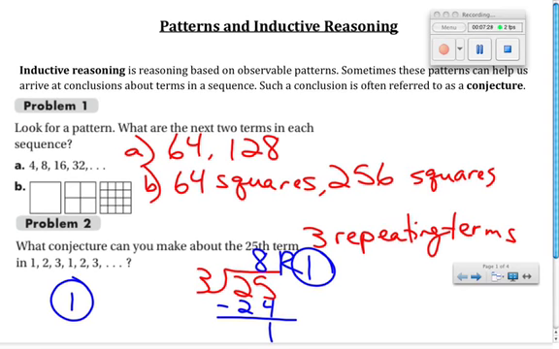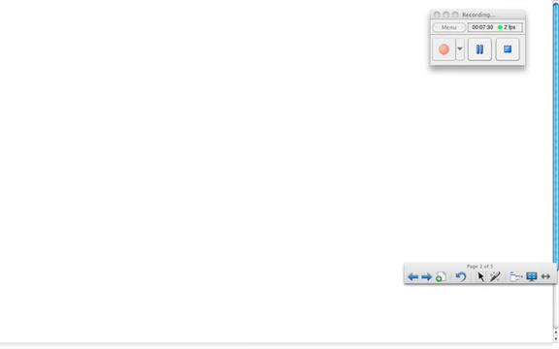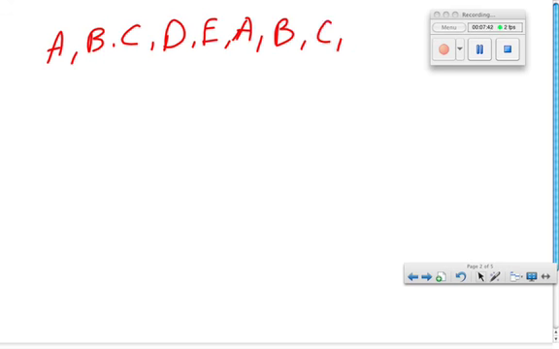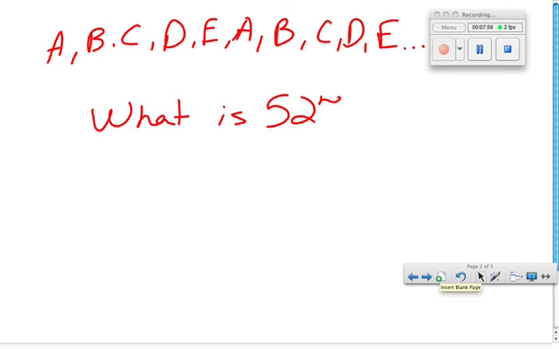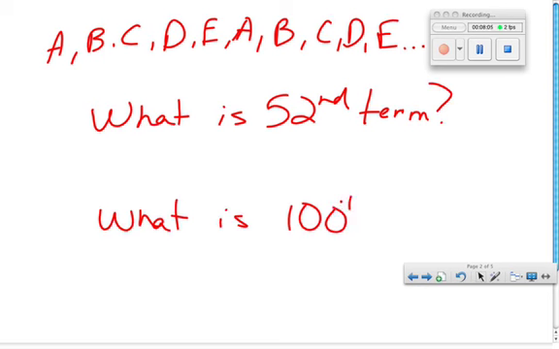Sure. Okay. So, suppose my pattern is A, B, C, D, E. A, B, C, D, E, and so on. Okay, 2 questions. Let's say, what is the 52nd term and what is the 100th term?